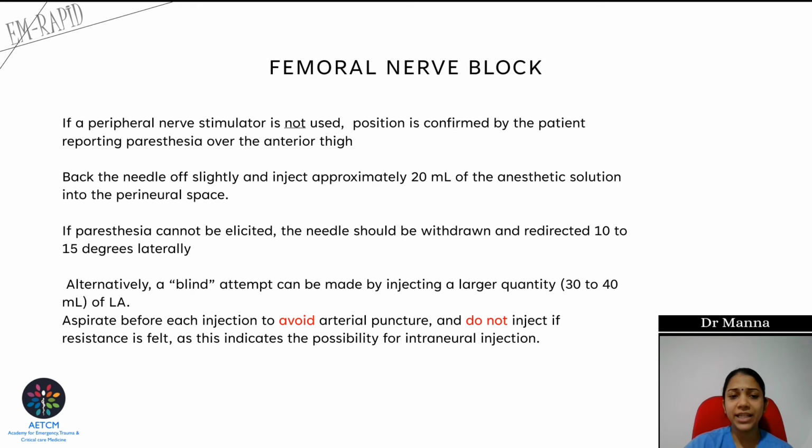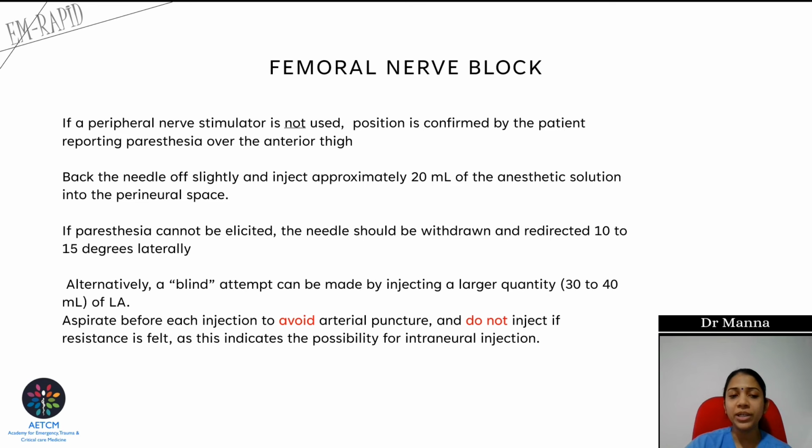If the paresthesia cannot be elicited, then the needle should be withdrawn and redirected somewhat, 10 to 15 degrees more laterally from the femoral artery, and we will again assess for the paresthesia. Alternatively, a blind attempt can be done by injecting a larger quantity, somewhere between 30 to 40 ml of local anesthetic, assuming that the patient will get anesthetized.